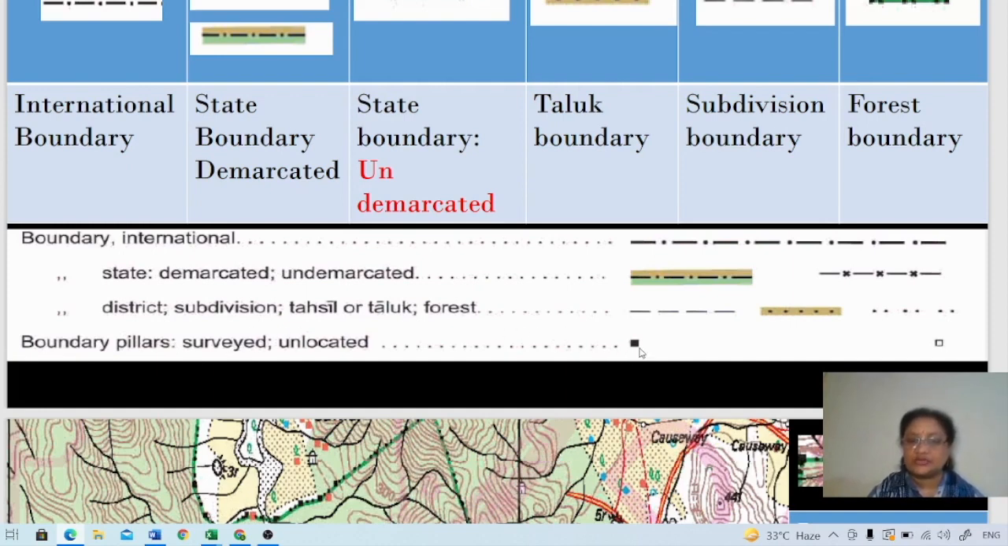One more thing is there, children: boundary pillars. At several places between two countries, in the international boundaries, pillars are constructed showing the limit, that is the boundary, of any country. When these are surveyed pillars, the blocks shown here are filled with black color. And if a pillar is not properly surveyed, it is called unlocated, and it is shown by this symbol: one square, but not filled. You can see the difference. So that's all with the boundaries.